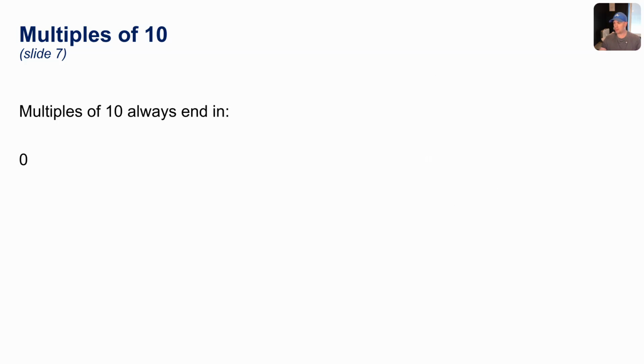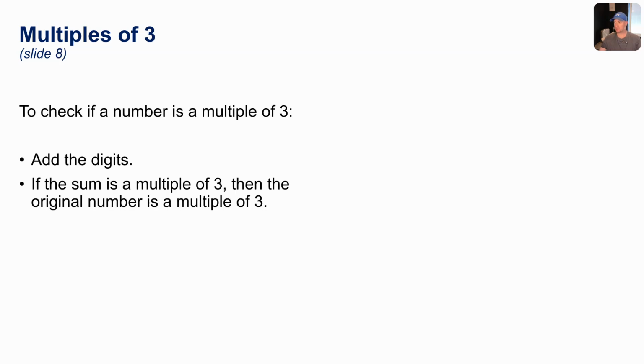A little bit trickier to test is a multiple of 3. To check if a number is a multiple of 3, there is a test you can do. A little bit trickier than obviously knowing if something's a multiple of 2 or whatnot. But what we can do here is add the digits of a number, so sum them. And then if that sum is a multiple of 3, then the original number is a multiple of 3. So this works really nicely if you have a bigger number.